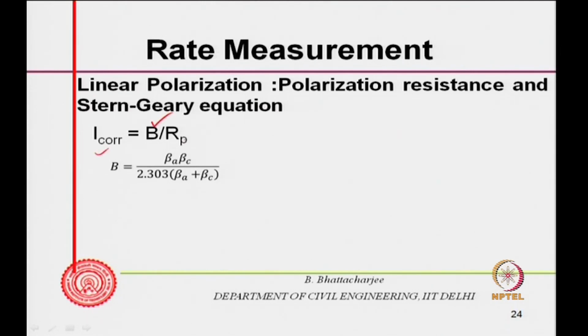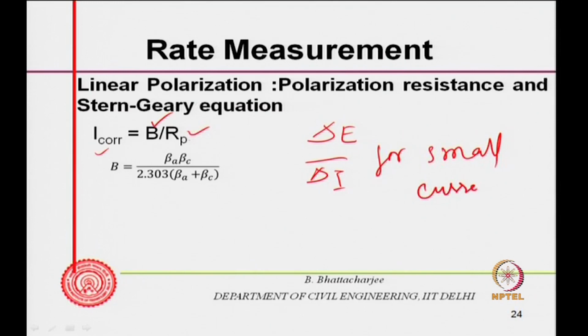So, I corr is given by B divided by R p, where R p is called polarization resistance, which is nothing but delta E over delta I for small current applied, such that the potential does not change more than plus minus 20 millivolt, and B is called the Stern-Geary constant.